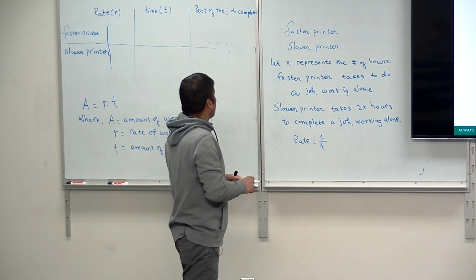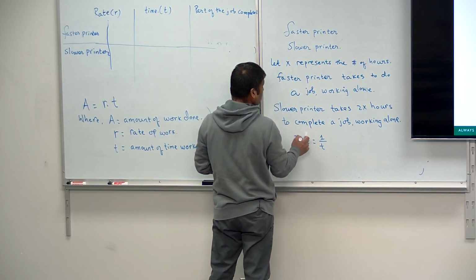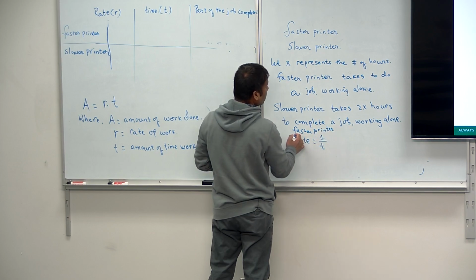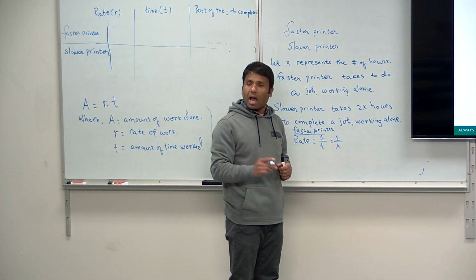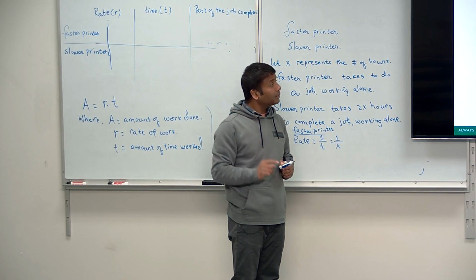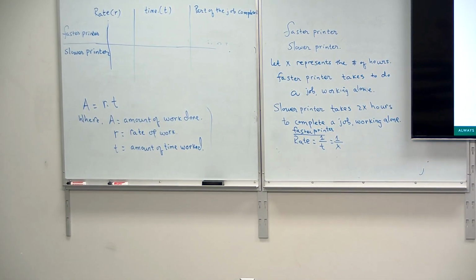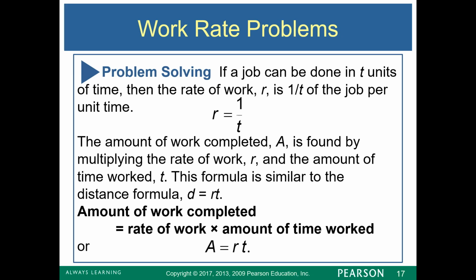So the rate for the faster printer is going to be 1 over X, because the faster printer works X hours to complete one job. You remember that, right? Look here, guys, I'm talking about this. If a job can be done in T units of time, what is the rate of work? 1 over T. Is that right?